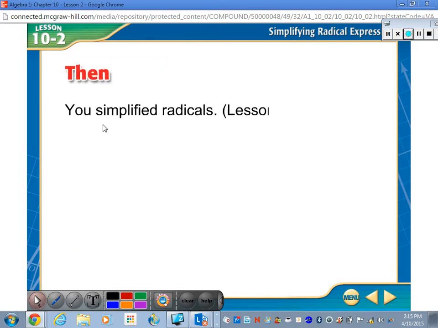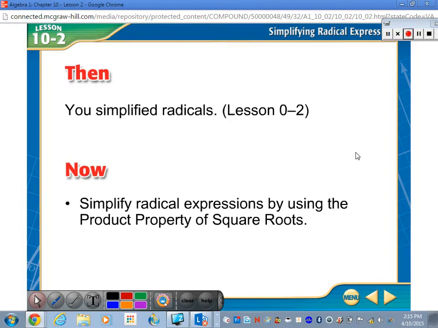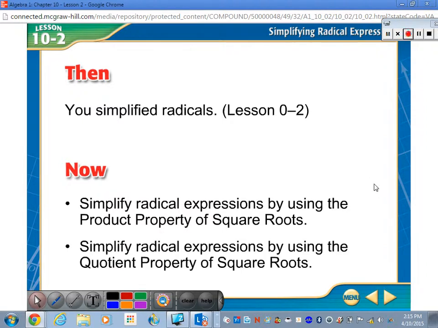And so what we're going to be doing here, in a previous lesson, you simplified radicals. We've actually been working on that a little bit. And so now what we're going to be doing is we're going to simplify radical expressions by using the product property of square roots and simplify radical expressions by using the quotient property of square roots. You'll find that both of those properties look familiar because we worked on them when we did polynomials.